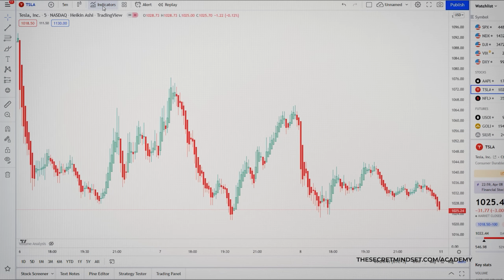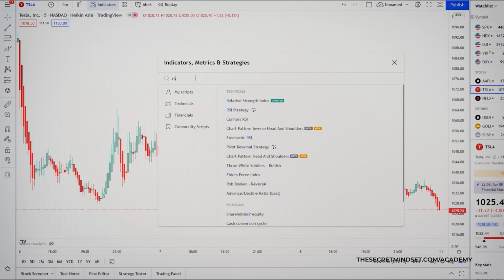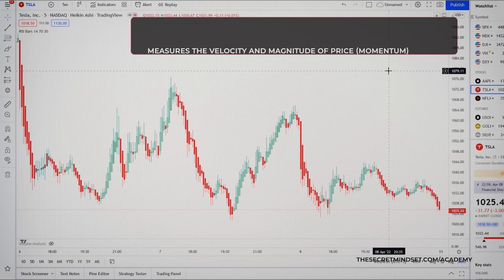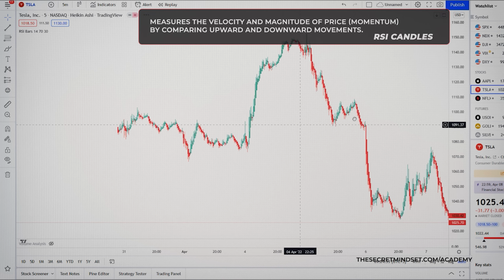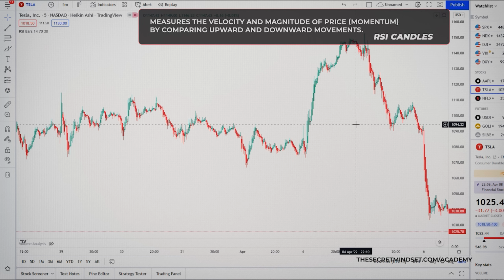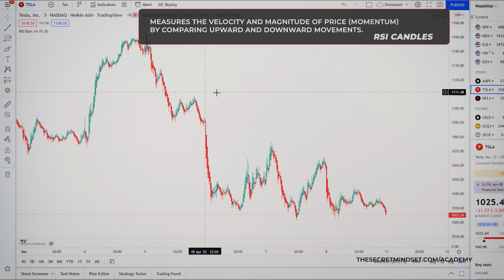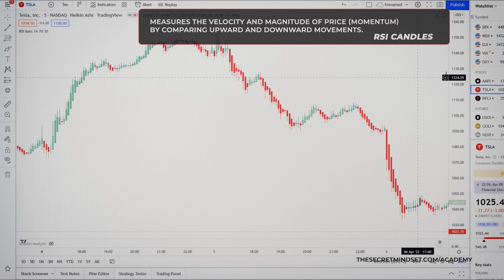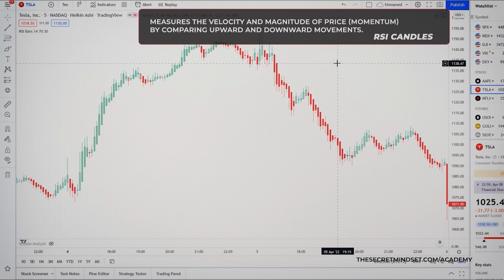I found this indicator on TradingView, RSI candles. This indicator changes the color of the price bars if the relative strength index, the RSI, is above or below a certain value. We'll use the RSI as a momentum oscillator because it measures the velocity and the magnitude of price by comparing upward and downward movements.